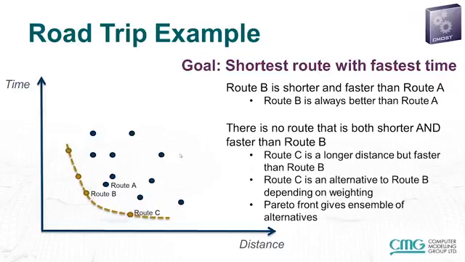In a more simplistic case, we'll look at a road trip example where we're trying to find the route between two locations, and we're trying to find both the fastest route as well as the route with the shortest distance.